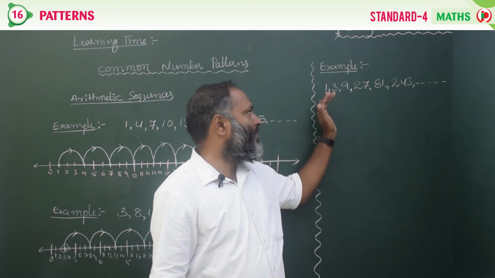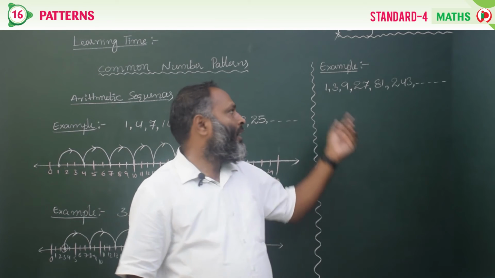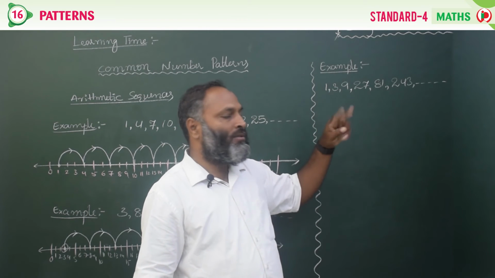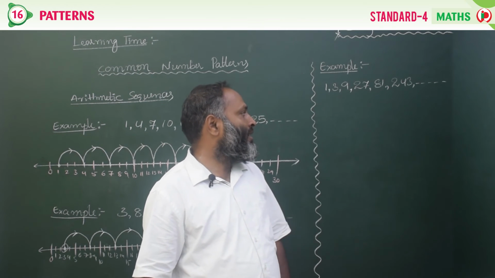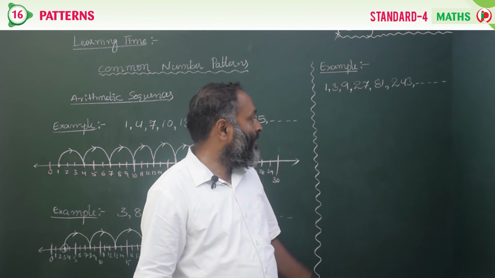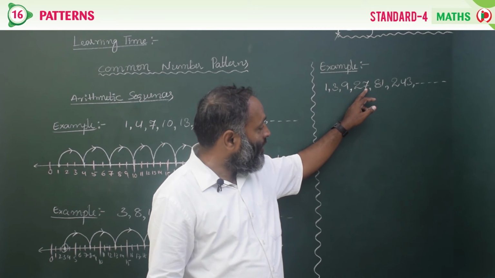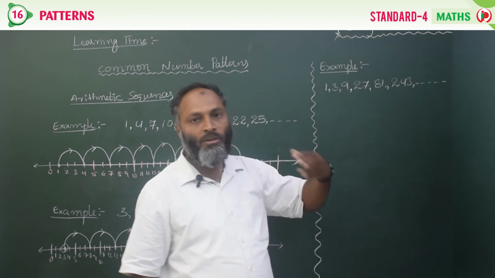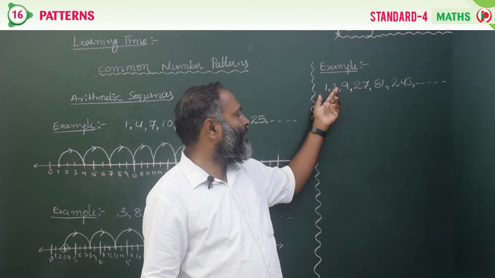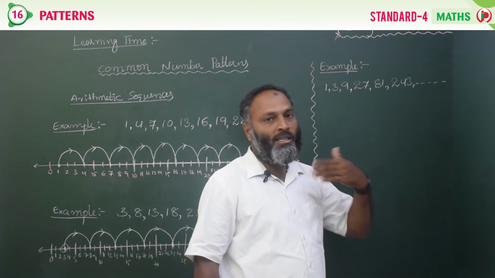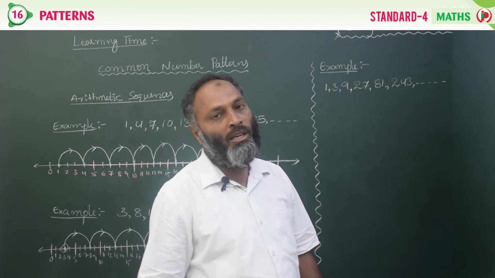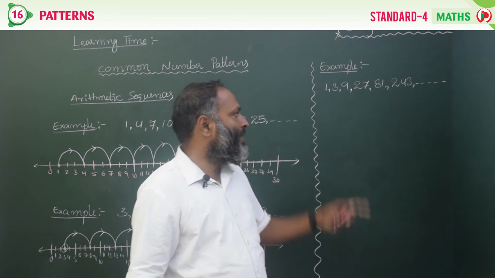Why? The difference between the consecutive terms is not the same. Here the difference between 1 and 3 is 2, between 3 and 9 is 6, and between 9 and 27 is 18. So the difference between the consecutive terms is not the same, and the addition concept does not work here. So what concept is there here?